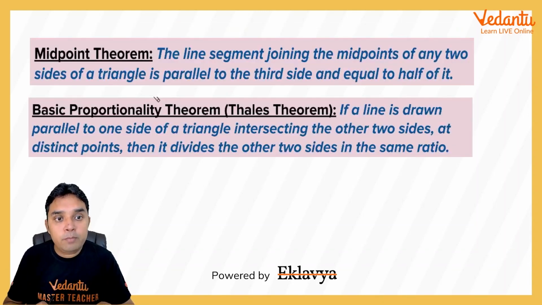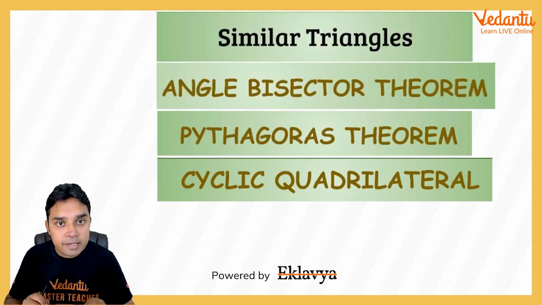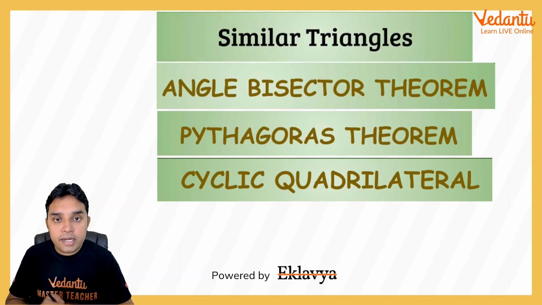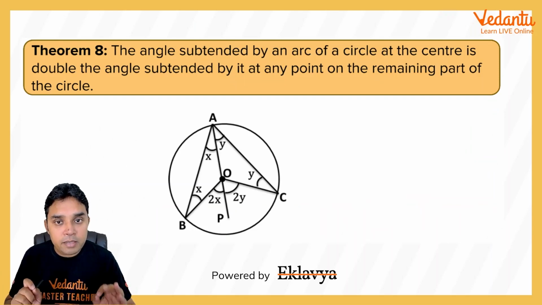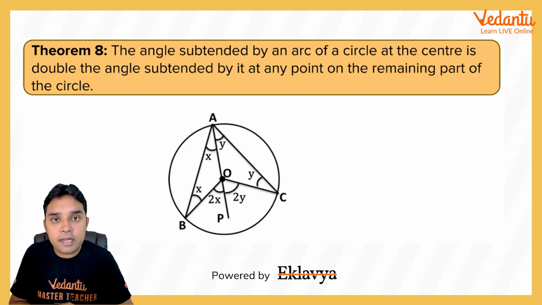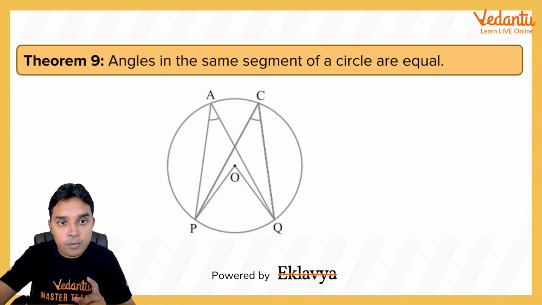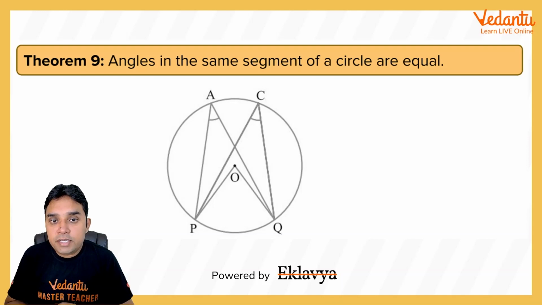Then the midpoint theorem and the basic proportionality theorem are very important to know. Then coming to similar triangles, again you should know the criteria to say whether two triangles are similar or not. Then the angle bisector theorem, Pythagoras theorem, cyclic quadrilaterals, and then these two theorems. One is: the angle subtended by an arc of a circle at the center is double the angle subtended by it at any point on the remaining part of the circle. That is a very important theorem. And next is: angles in the same segment of a circle are equal.